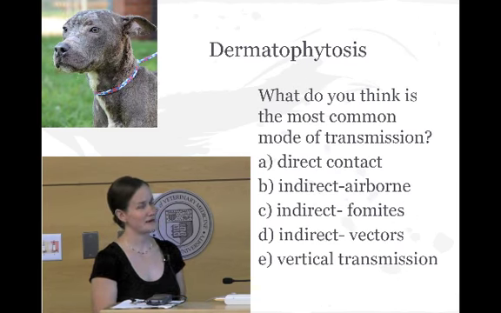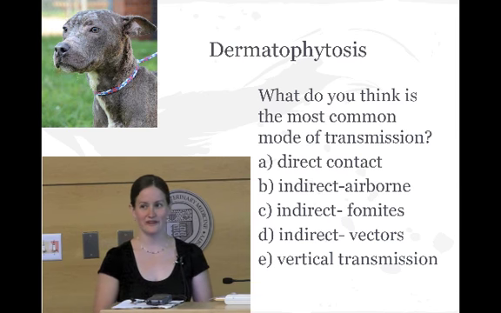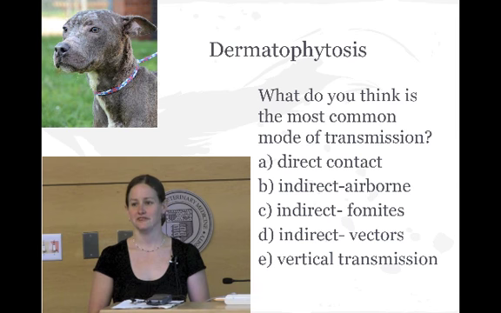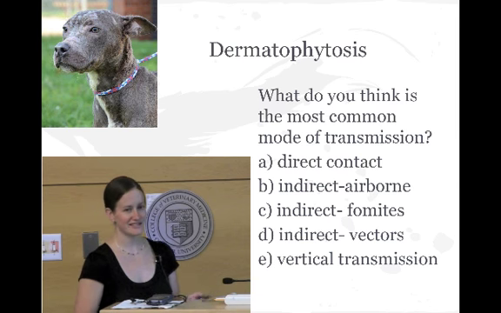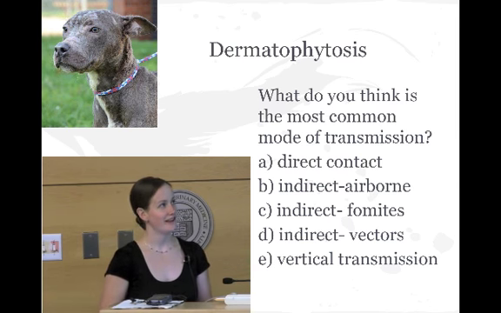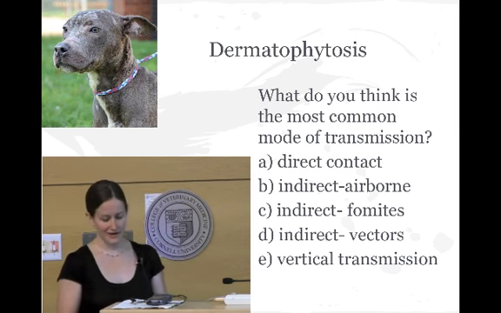We're going on to dermatophytosis. Who knows what dermatophytosis is? It's a big word for anyone? Ringworm. So you can see the little circles on this dog's head. Yes, not actually a worm, it's a fungus. And it's a skin issue. I'm going to leave you with that.